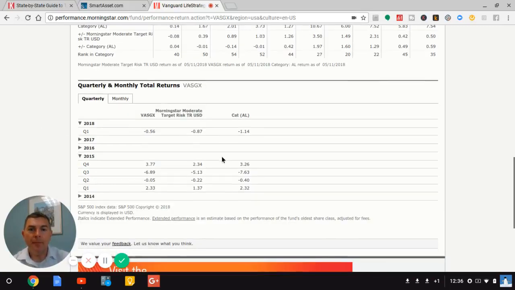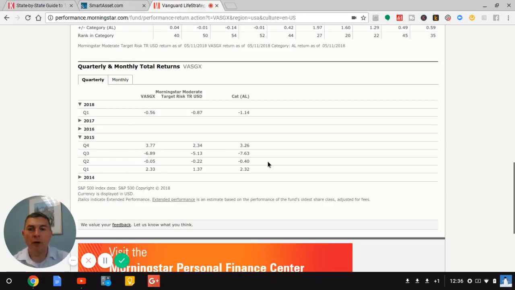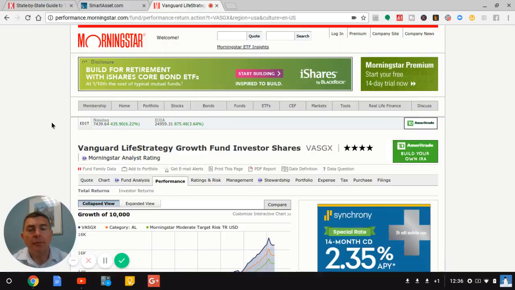And then you can see performance relative to the category here. We underperformed or overperformed the category when it's going down. Category is going down 7% there. We're going down less than 7. When it's going up, we're going up 3.77. Category is going up 3.26. So just all in all, good fun. No getting around that for sure. That's pretty much it. Hope this was helpful.